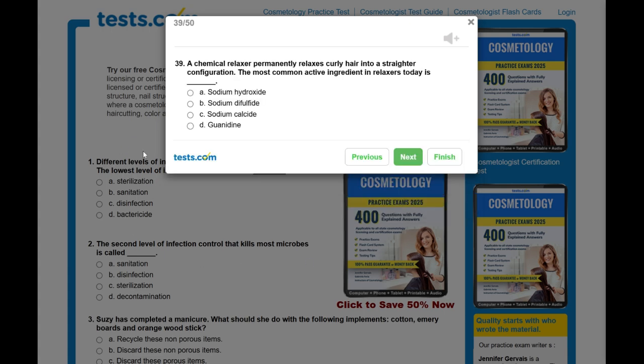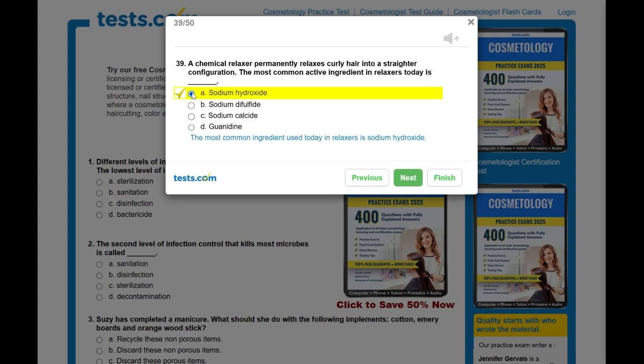Question 39. A chemical relaxer permanently relaxes curly hair into a straighter configuration. The most common active ingredient in relaxers today is A. Sodium hydroxide. B. Sodium disulfide. C. Sodium calcide. D. Guanidine. A. Sodium hydroxide. The most common ingredient used today in relaxers is sodium hydroxide.